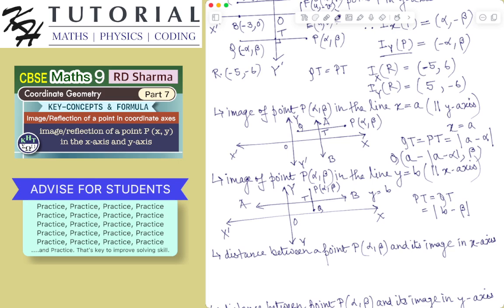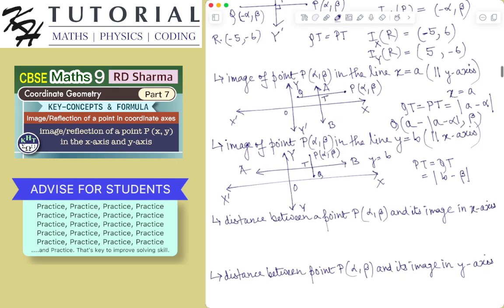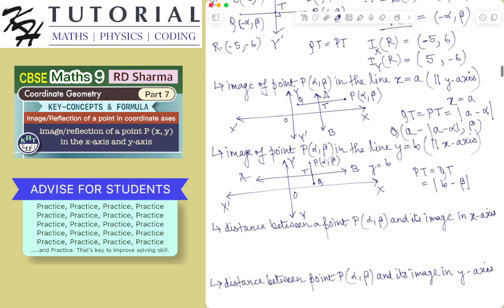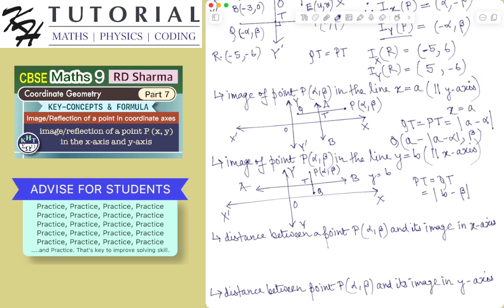So now how do we find the coordinates of the point Q? Remember that we are finding the image of the point P in a line AB which is parallel to the x-axis. So the abscissa of the image Q and P will be the same. So the coordinate of the point Q will be alpha. Now what will be the ordinate of the image Q?